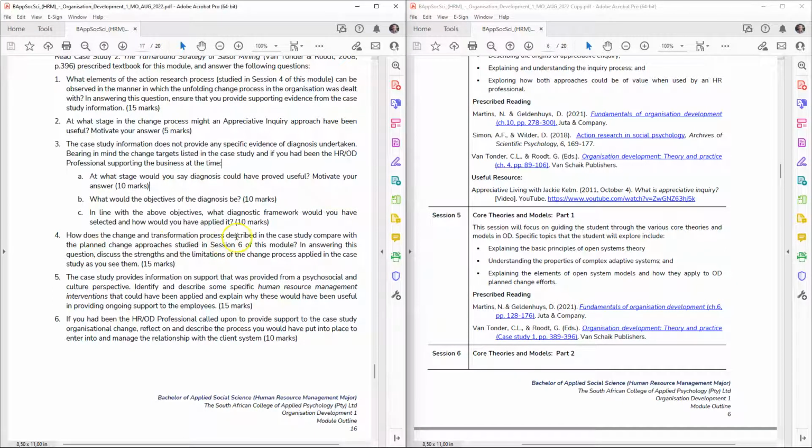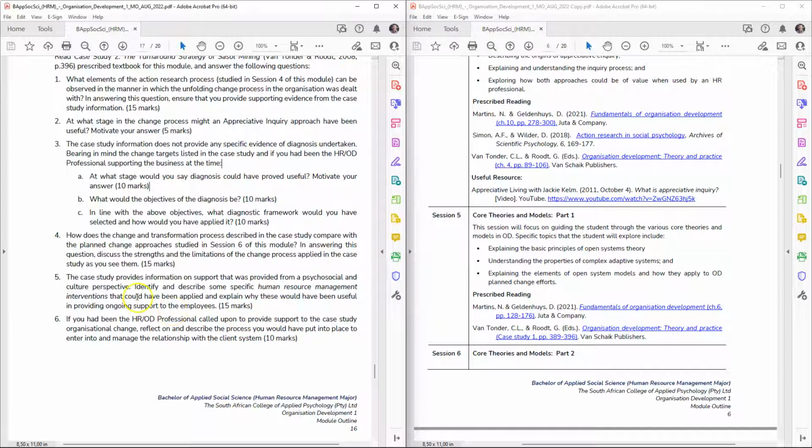How does the change and transformation process described in a case study compare with the planned change approach studied in session 6 of this model? As I said, of the planned change approaches, I would suggest that you use the Kotter one, and then evaluate the case study accordingly and earn your marks here. Bearing in mind, the writer here, in answering this question, discussed the strengths and limitations of the change process applied in the case study.